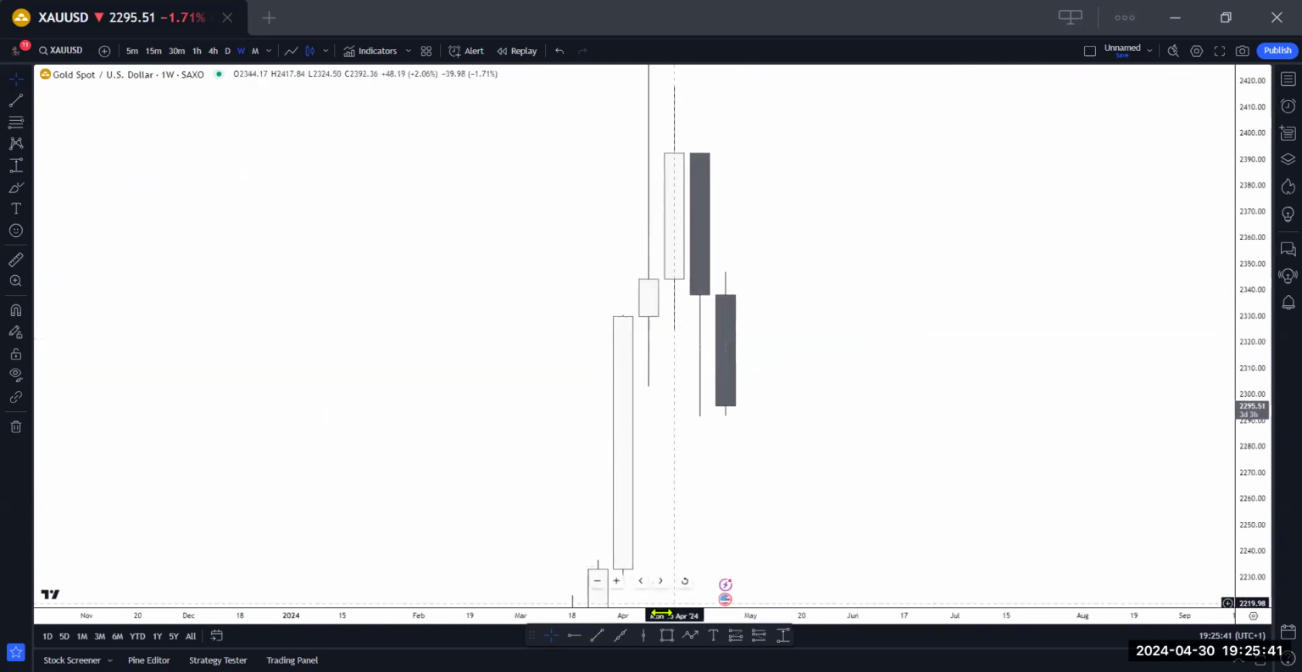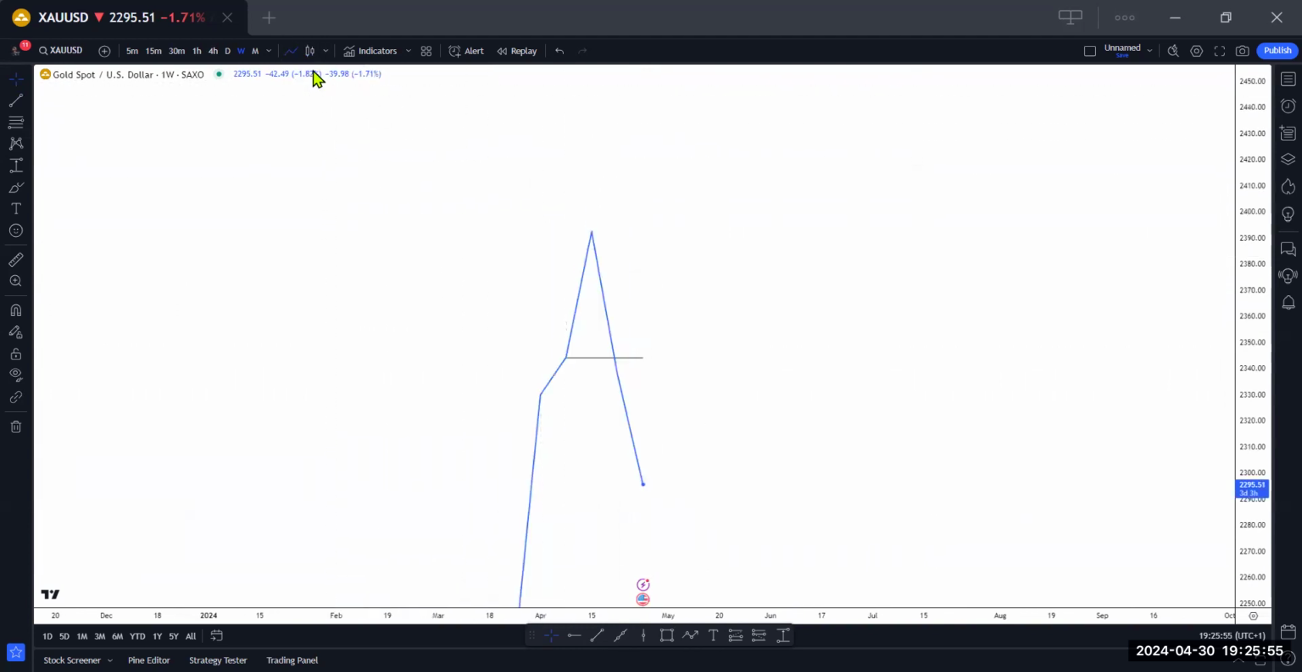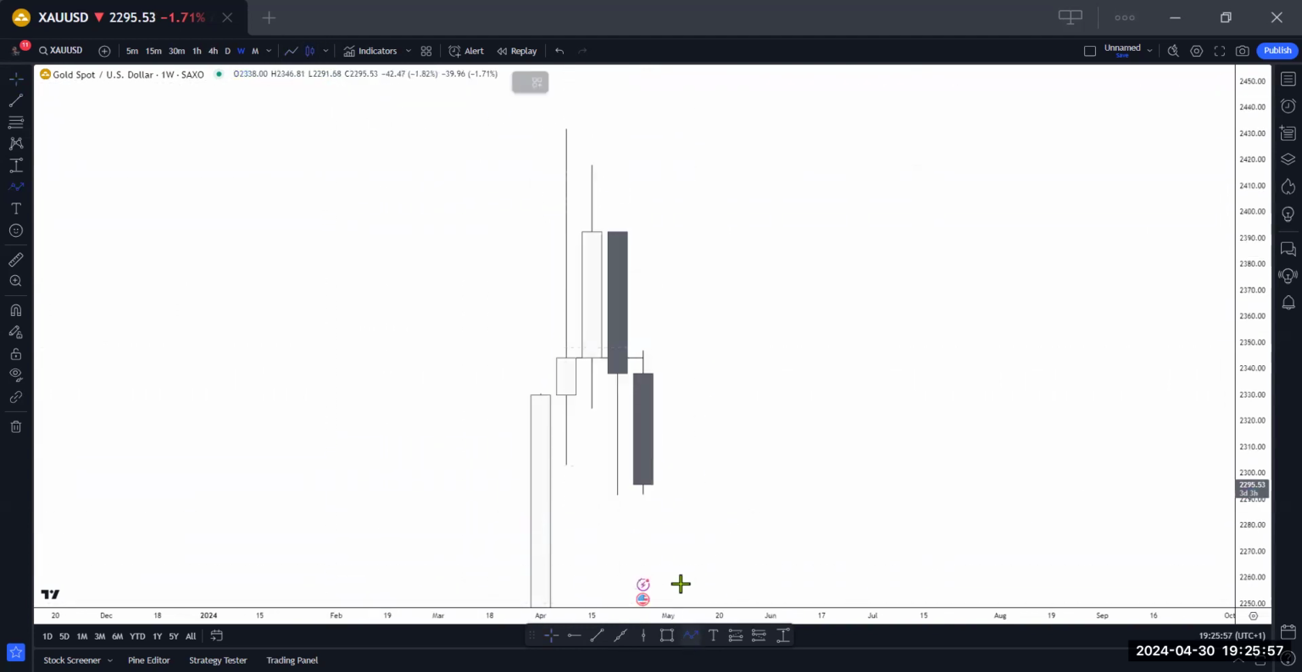When you look at this level, you'd see an interesting broken gap, right? This is a gap level that was broken, and consequently, there was a bearish engulfing formed on the weekly charts. That's the bearish engulfing. So we had a breakout of this weekly gap level, or weekly close level.